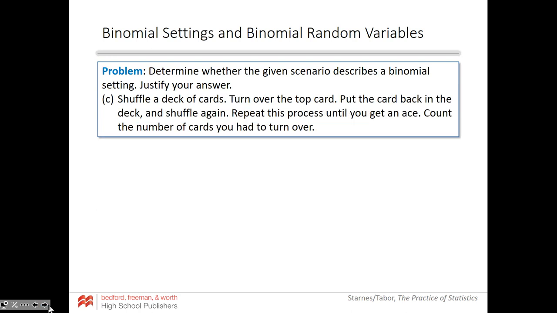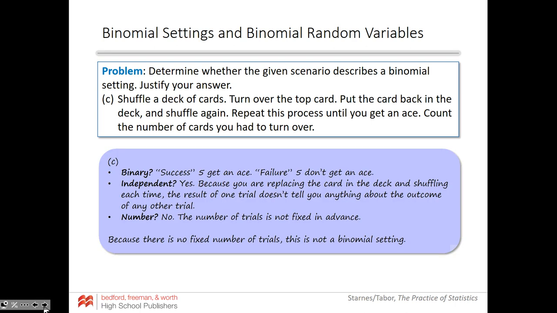Okay, here's another one. Shuffle a deck of cards, turn over the top card, put the card back in the deck, shuffle again, and repeat this process until you get an ace. Count the number of cards you had to turn over. Is it binomial? It's similar to the one we just looked at, but a little bit different. We still have the success versus failure. Now we have independence because we are replacing the card.